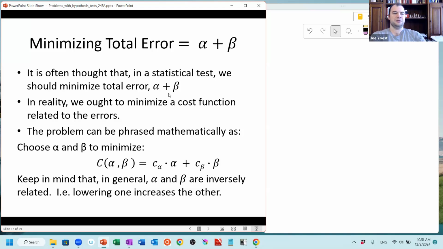So how should we treat this? Should we minimize something like total error, alpha plus beta? Should we minimize some cost function of the errors, like the cost of type 1 error times type 1 error rate, plus cost of type 2 error times type 2 error rate? Maybe that makes more sense. In areas where a type 1 error is extremely costly, maybe we really want to minimize alpha and we'll let beta get pretty big if it's relatively much less costly. In other areas, it might be just the opposite. Maybe a type 2 error is very costly.